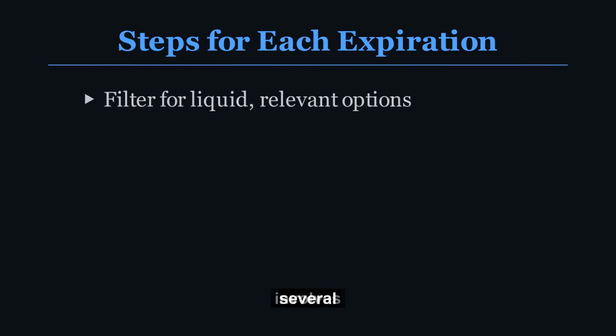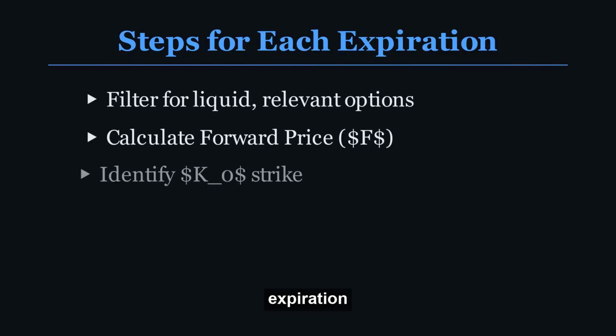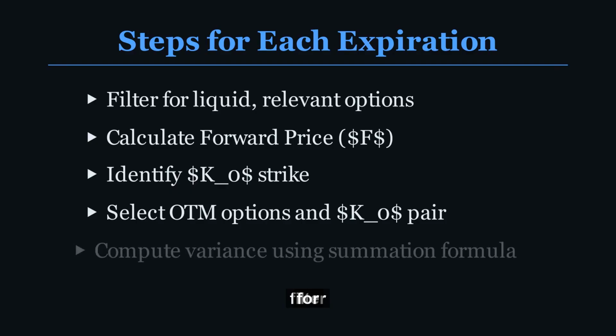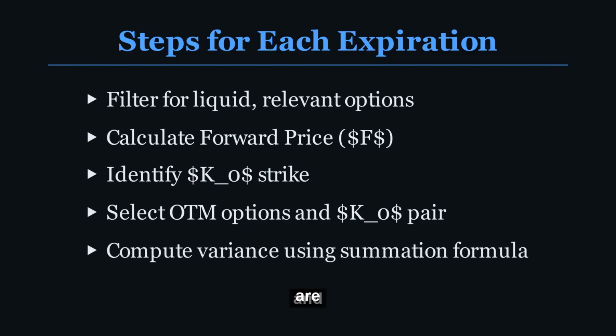The process involves several key steps for each relevant expiration. First, we filter for options that meet liquidity criteria and are within a reasonable range of the forward price. Then, we calculate the forward price $F$ and identify the $K_0$ strike. Next, we meticulously select out-of-the-money options and the specific at-the-money put and call for the $K_0$ strike. Finally, we apply the summation formula to compute the variance for that specific time to expiration.